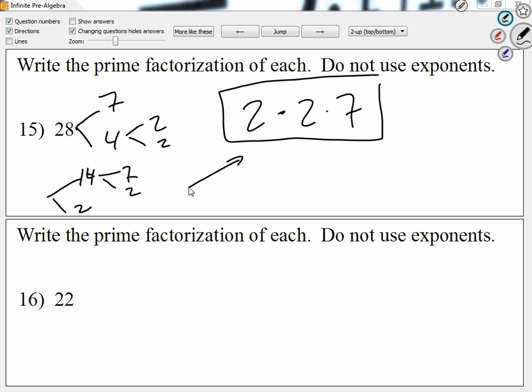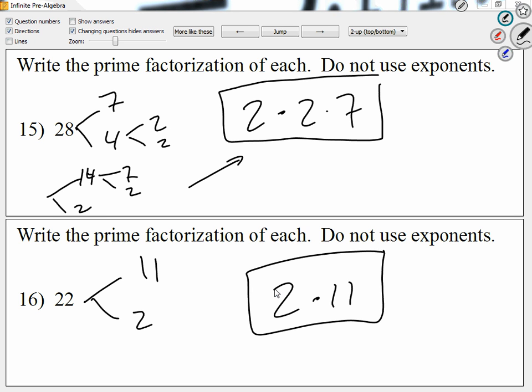Alright, any questions up until 24? Yes. 16. Alright. Give me any two numbers that multiply to 22. 11 and 2. Can we break either of those? So no, so we're just going to go 2 times 11. Right, they're both prime already. Once again, in my answer, my factors, basically the numbers I'm multiplying, should all be prime. Those are prime factorization. Any questions up until 24?